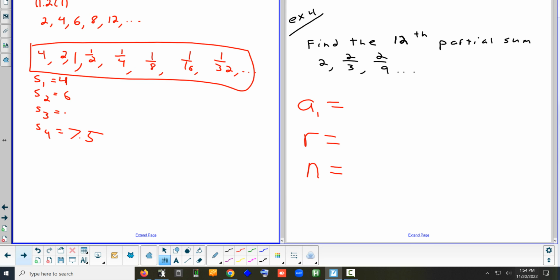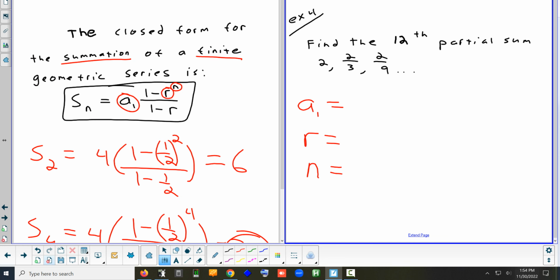Okay, so n, that's the easy one. That's how many you're adding up. We're adding up 12. A1, that also is pretty easy. That's the first term, which is always given. This time it's 2. And r is the only one you have to figure out. What do you multiply by each time to get from one to the next here? 1/3. Yep.